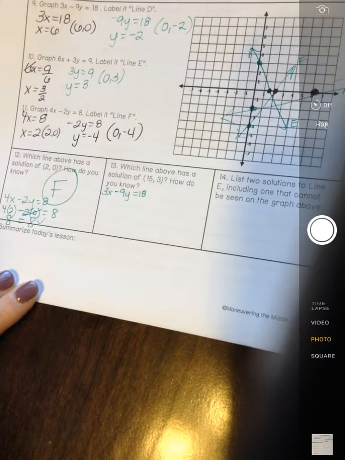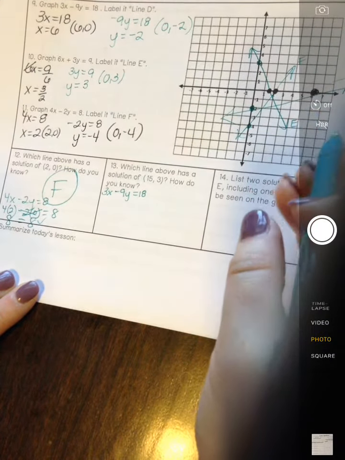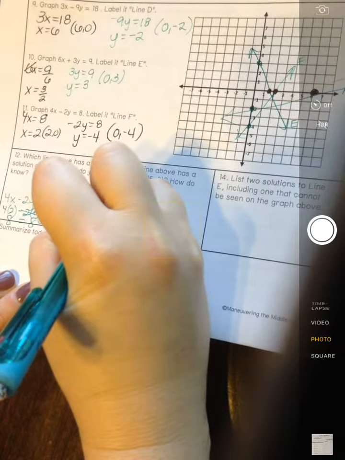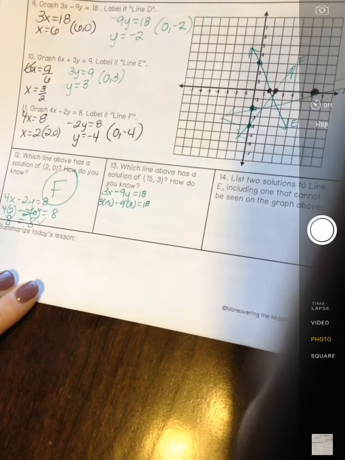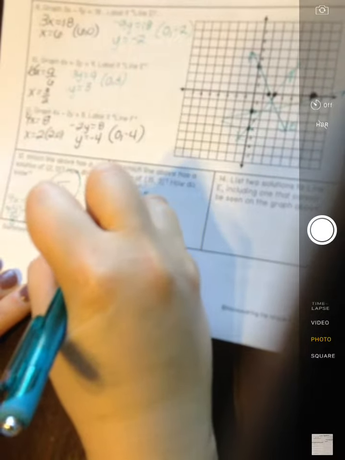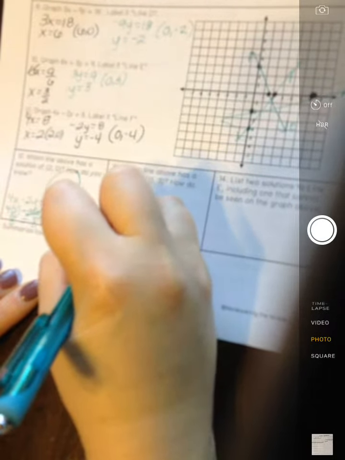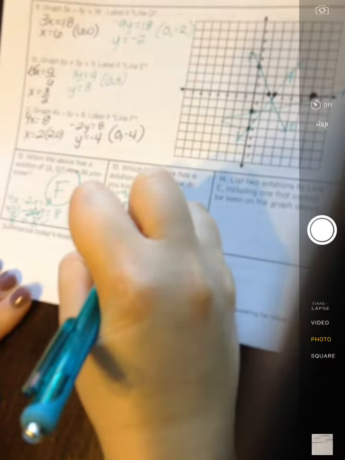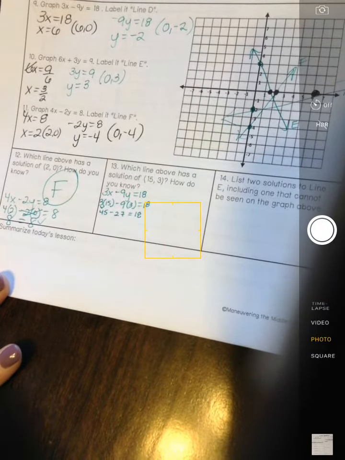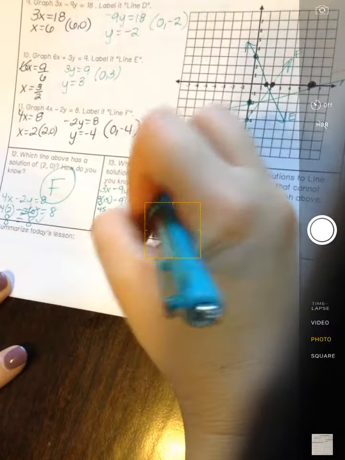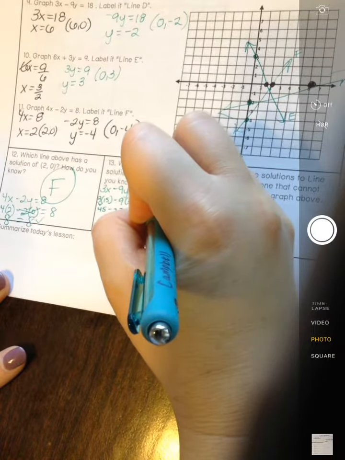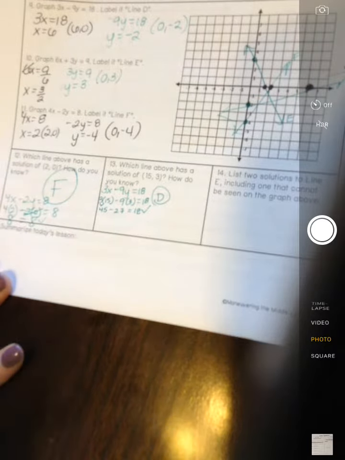So this is equation D, or line D. So I'm going to do 3 times 15 minus 9 times 3 equals 18. 3 times 15 is 45. Is 45 minus 27 18? Yes, it is. So I'm going to pick line D, and I don't need to go any further because I already got the answer.